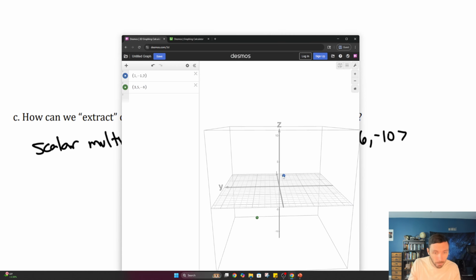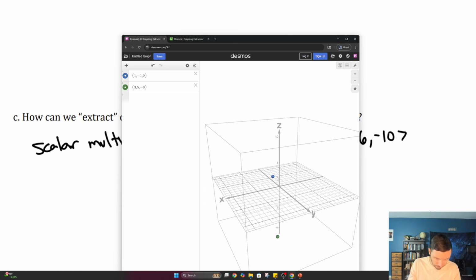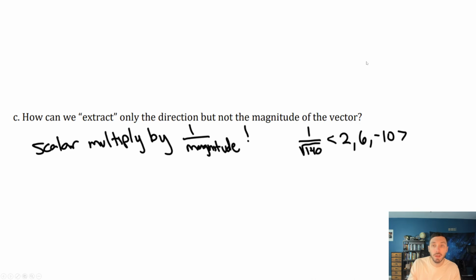So from this blue point where we started, it would point in the direction of green, but it would just be of length 1. So it would just be very small. It'd just be like me saying, hey, it's in that direction. That's how we pluck that out.